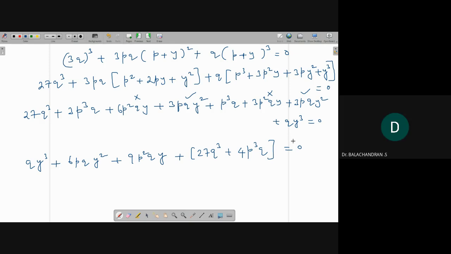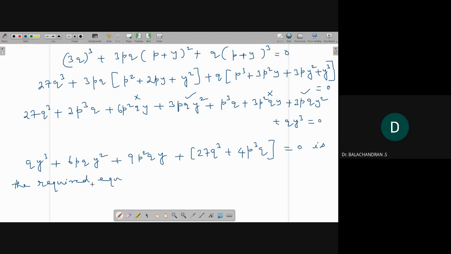Okay, so now this is the transformed equation. This is the required equation. The constant term is 27 q q. I'm adding p p q, 4pq. Okay, y square, y square, yq. Yes, this is the required equation.